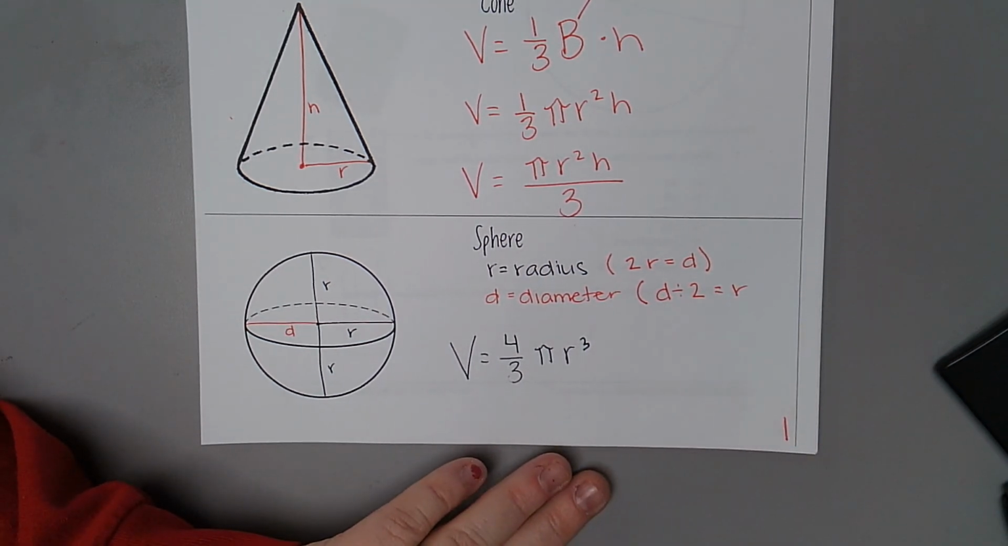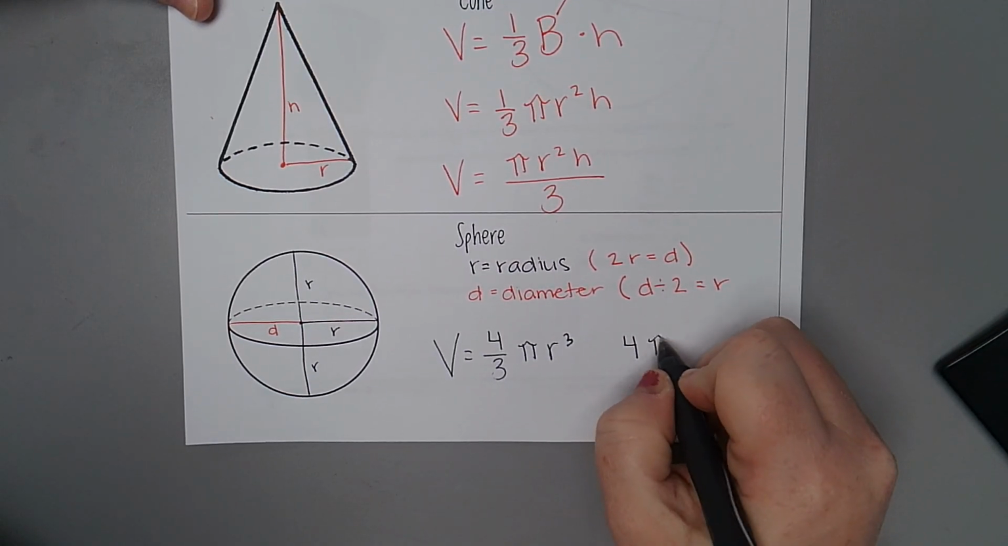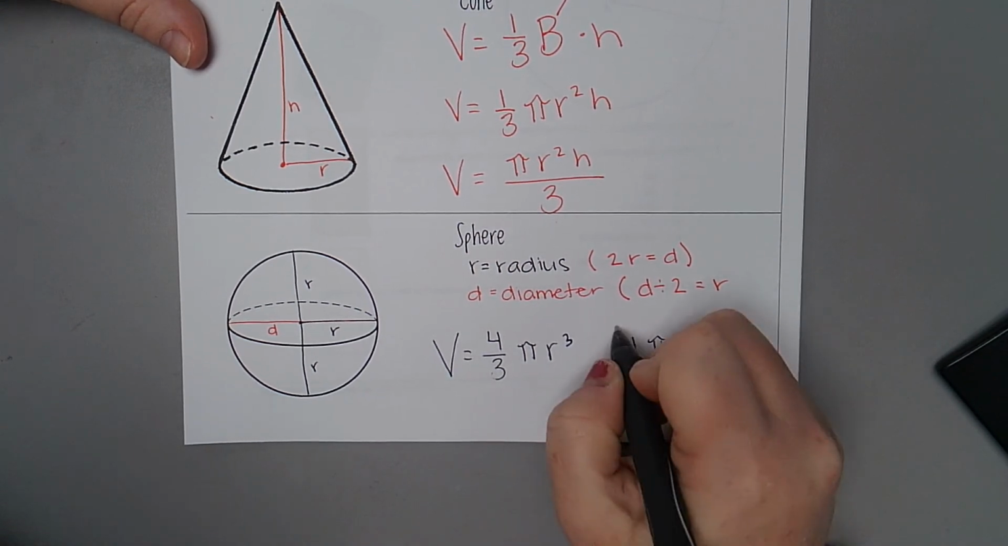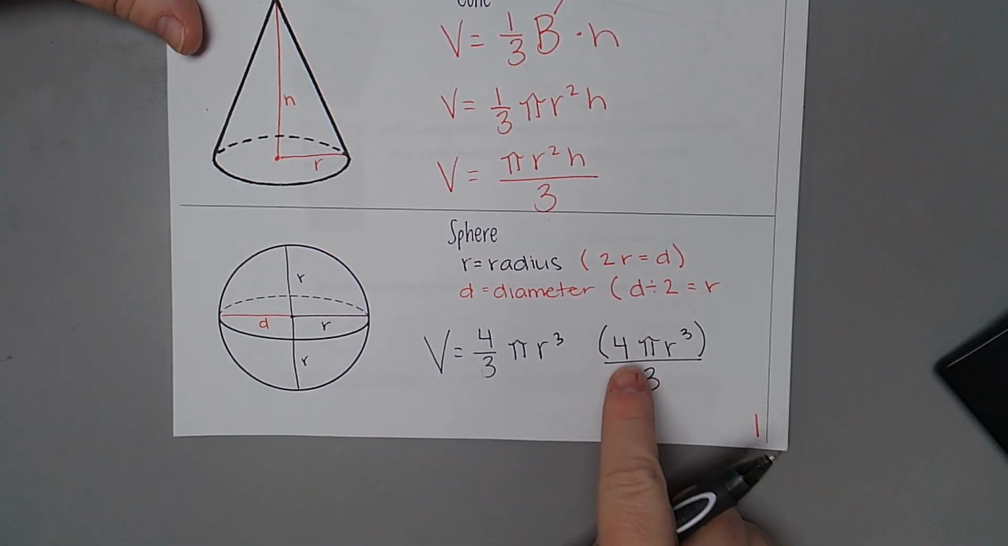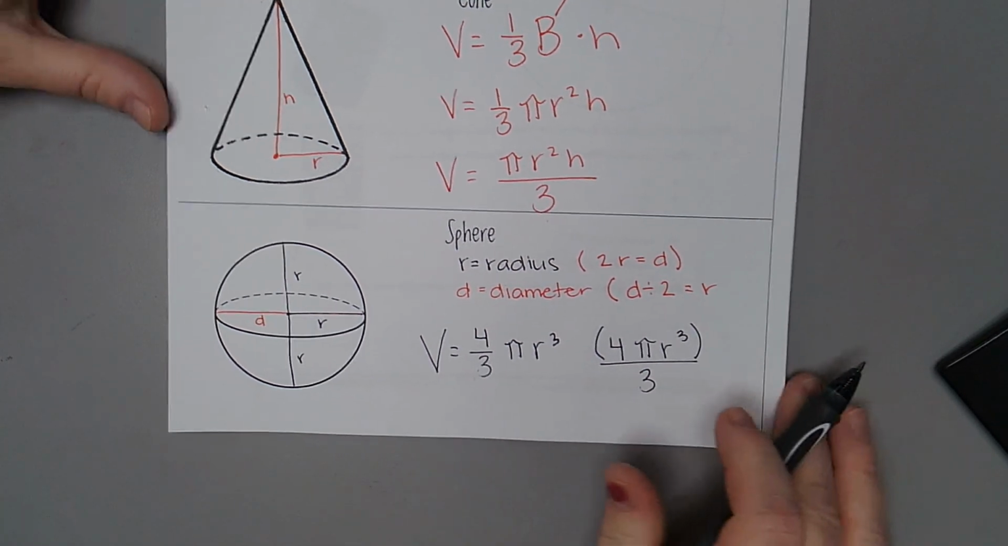You might also see your equation written as 4 pi r cubed all divided by 3, because you put all of this in, hit your divided by 3, and it will give you the same answer. So you can use it either way.